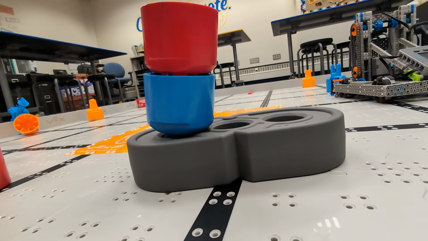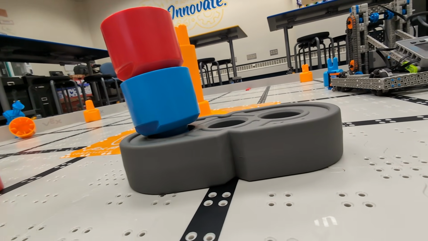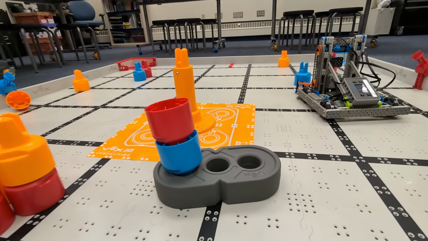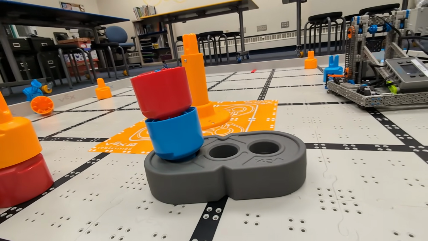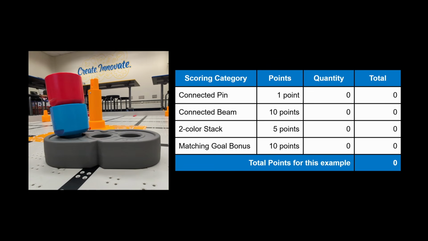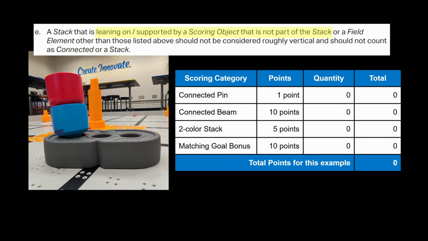So this is another one that changed mid-season due to the addition of rule SC3D and E. So those pins are not considered what's called roughly vertical because they are leaning on a scoring object. So this is actually worth 0 points. And again, it's all because of SC3E.